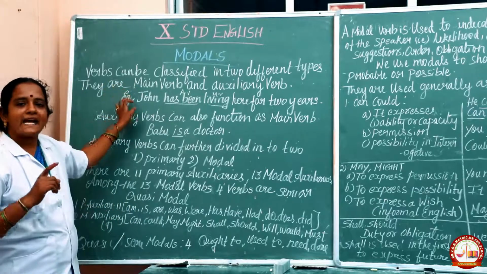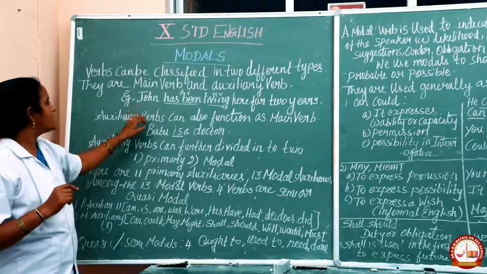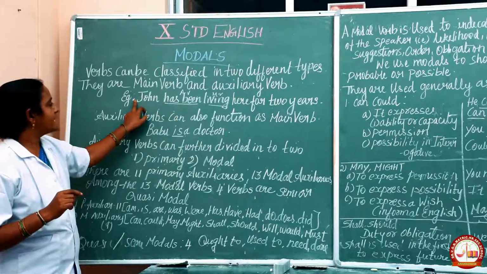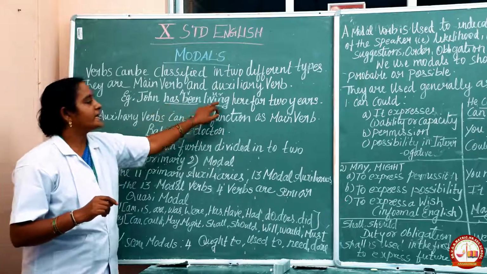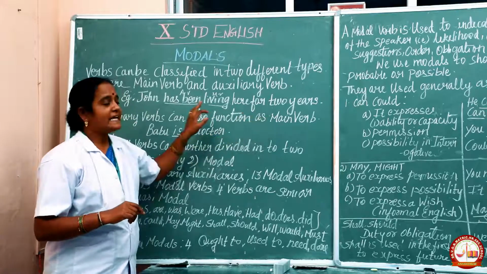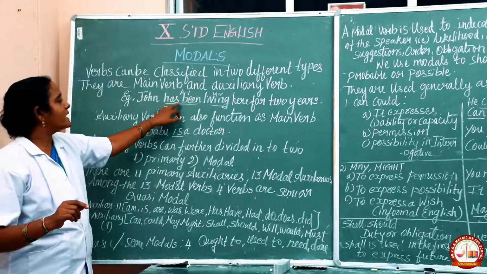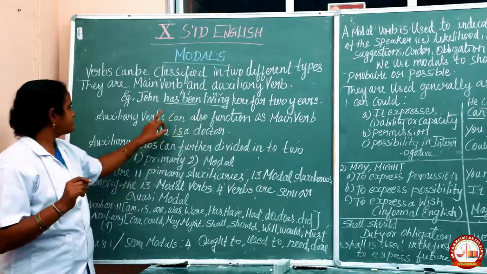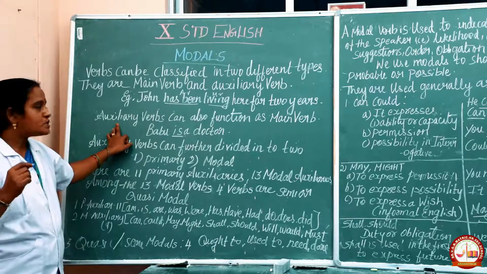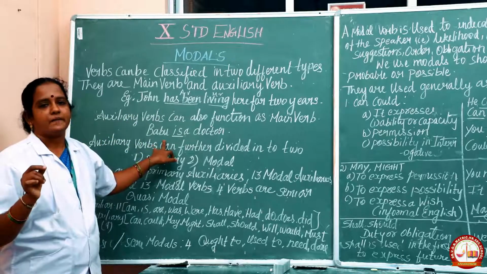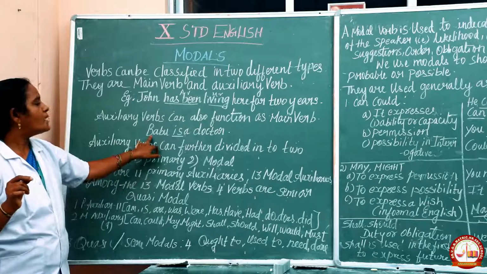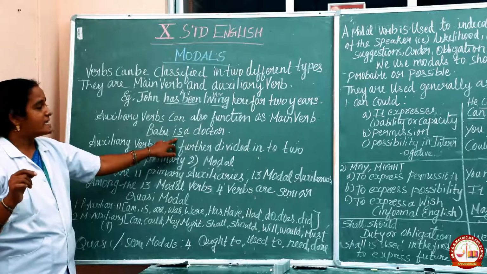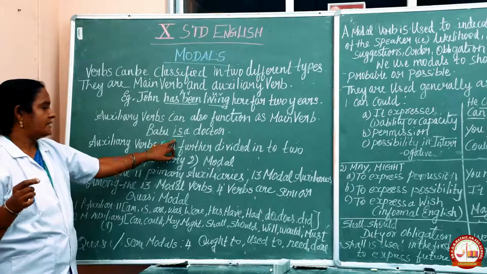Verbs can be classified into two different types. One is main verb and another one is auxiliary verb. See, John has been living here for 2 years. In this given example, has been is an auxiliary verb and living is a main verb. An auxiliary verb can also function as a main verb. Babu is a doctor, and here the auxiliary verb also functions as the main verb.